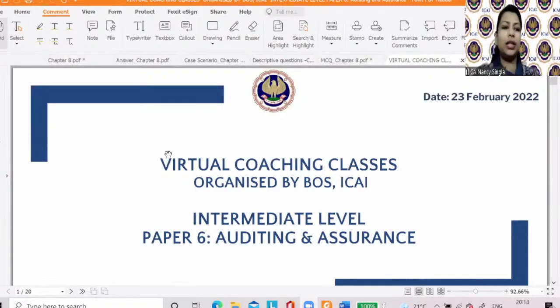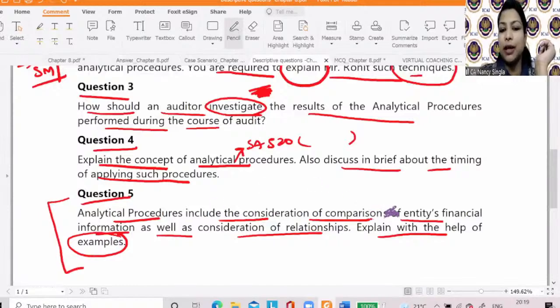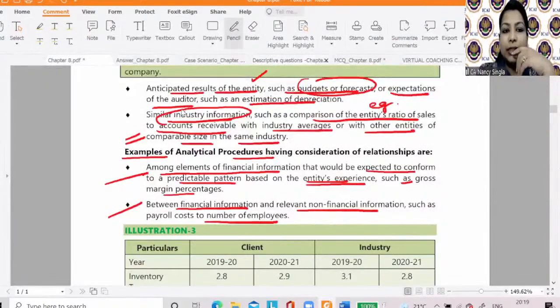Question 5 is not understood. Let me just take you through question number 5. See, it says that analytical procedures include, Jamil, this is your query, the consideration of comparisons of entities' financial information as well as consideration of relationship, explain with the help of example. Okay? So let me take you through the module. So this is the topic which has been asked.